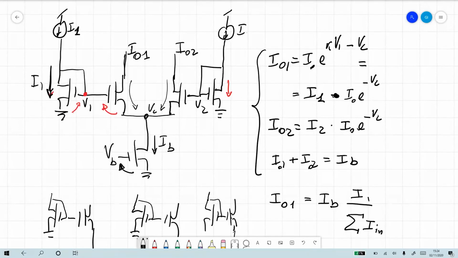I have one last question about these equations. When you describe I01 as I0 times e to the kappa V1 minus VC is equal to I1 times I0 e to the kappa e to the minus VC, shouldn't it just be e to the minus VC? Because I1 is I0 times e to the kappa V1. You might be right also there. I think you are. It's I0 e to the kappa V1 times e to the minus VC. Yes, so it's times e to the minus VC. Thanks.